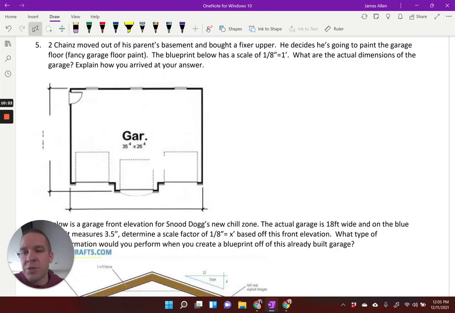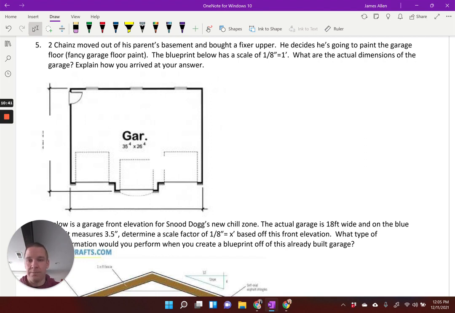2 Chainz moved out of his parents' basement and bought a fixer-upper. He decides he's going to paint the garage floor, fancy garage floor paint, right? Maybe some little sparkles in there. The blueprint below has a scale factor of 1/8 of an inch equals 1 foot. What are the actual dimensions of the garage?